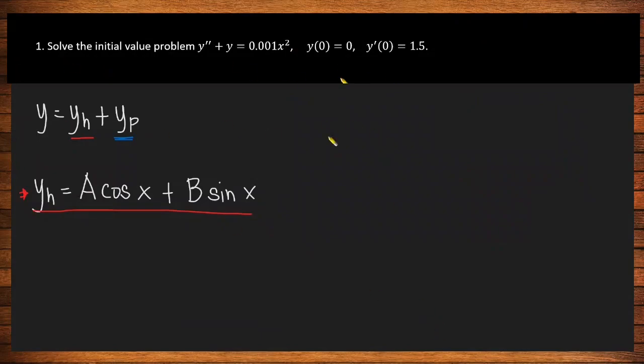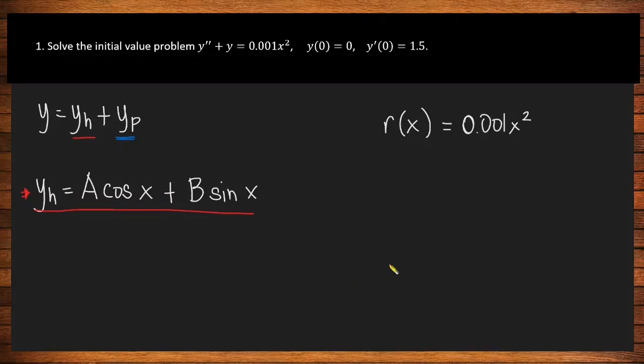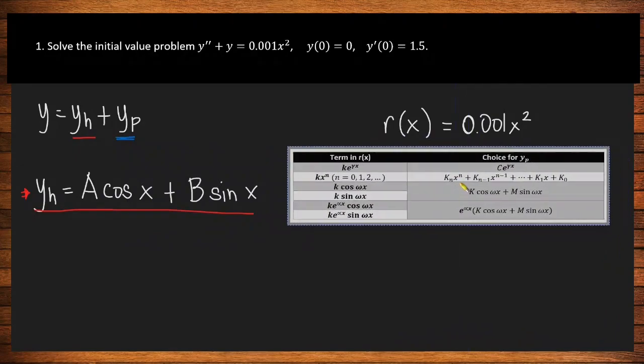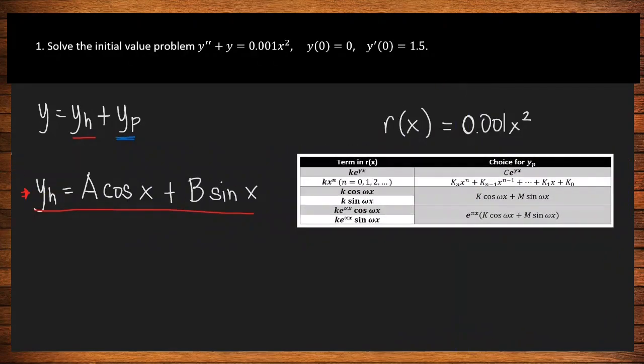Kung mapapansin nyo, yung r of x natin has a term that contains a power of x. Therefore, the method of undetermined coefficients will be very useful in this case. So, titingnan lang natin ulit yung table. Makikita natin dito sa second row, ito yung form ng r of x ng given non-homogeneous ODE natin. Therefore, yung magiging choice for our y sub p will be ito din. So, ito yung first rule natin when using this table, okay?